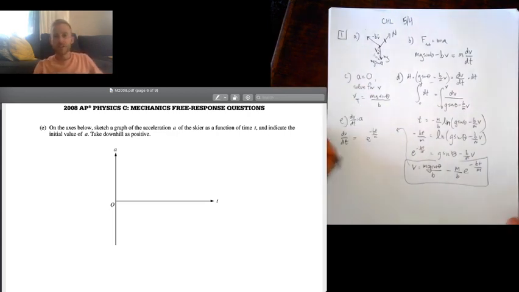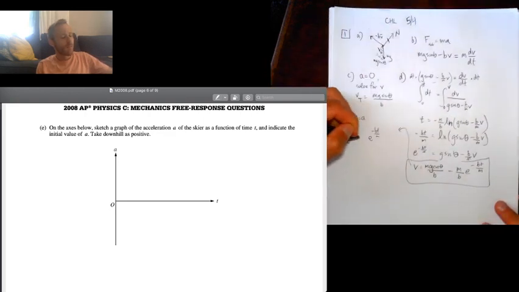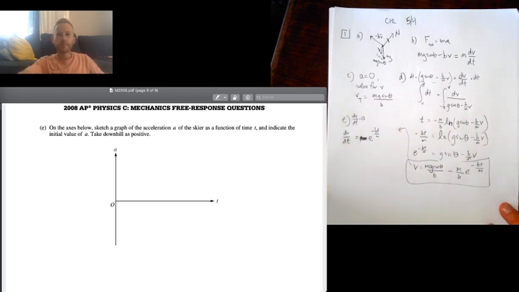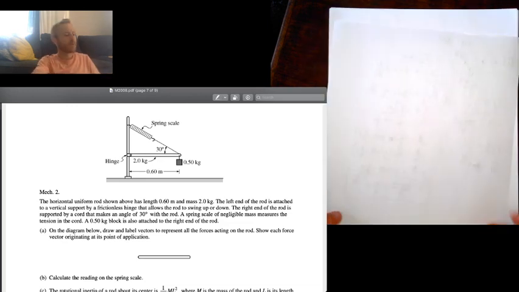So graphing that, it's going to look like some kind of an exponential decay. All right? Because I think it should be this. That's what I think the answer should be. Okay. Check that later. Flipping the page.